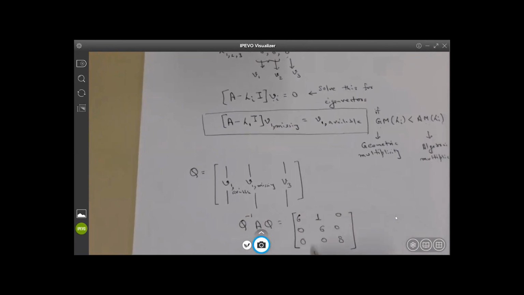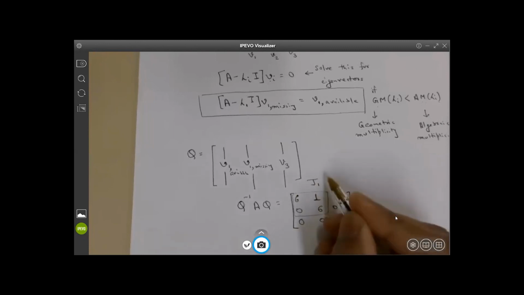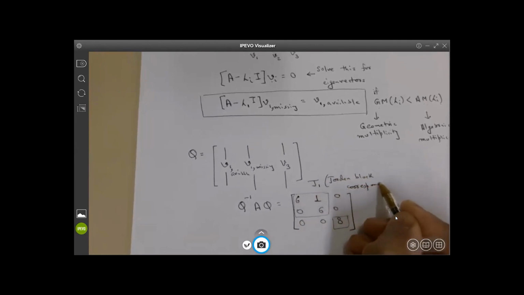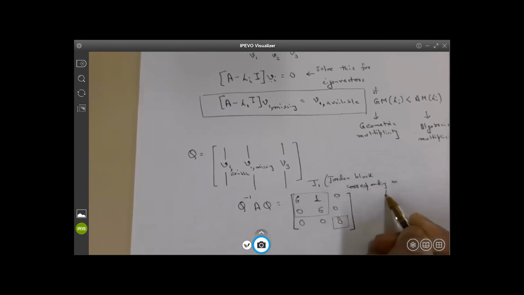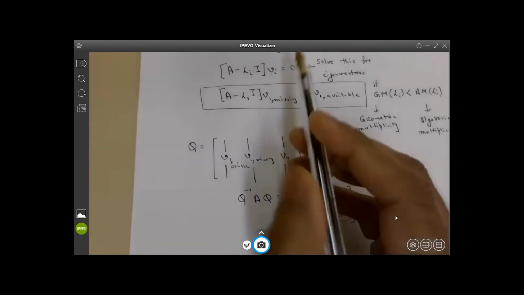060 008, and this is called as Jordan matrix or Jordan form. Jordan form is basically a block diagonal form. This is called one Jordan block, corresponding to lambda equals 6, and this is basically the diagonal entry corresponding to lambda equals 8.